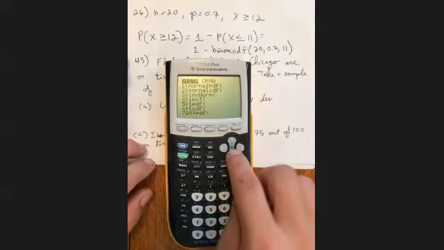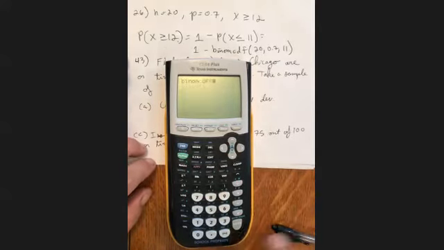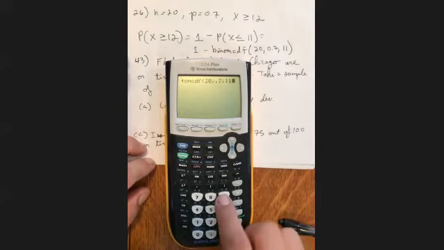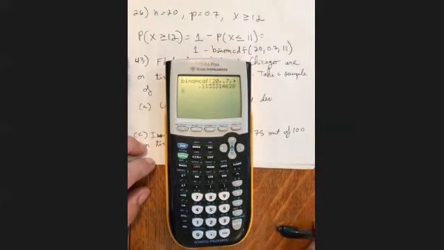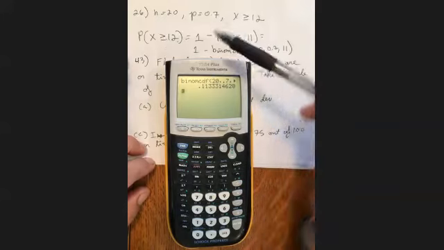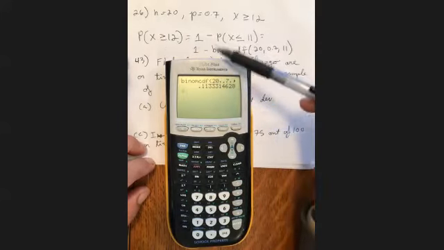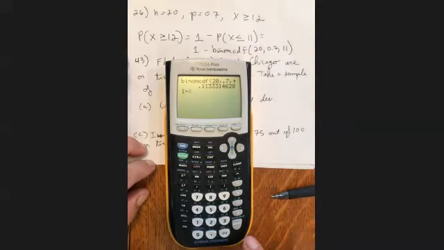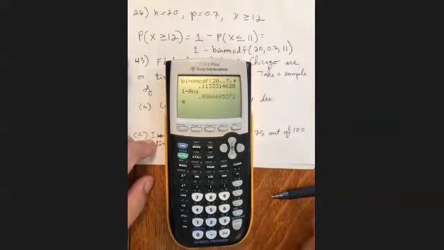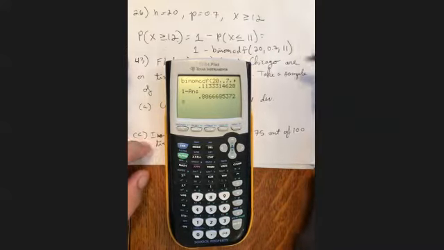Second, vars, scroll down, binom CDF, N is 20, P is 0.7, X is 11. So that's 0.11... Now be careful, this isn't our answer. Remember that we're doing this in the context of a bigger problem. So it's 1 minus this result. So 1 minus second answer. That answer brings up the previous result. So this is the answer they're looking for.